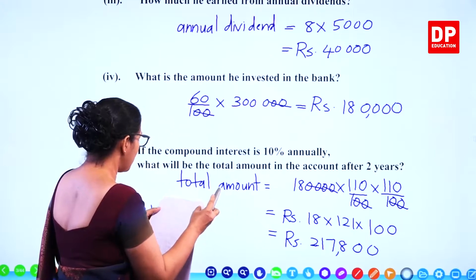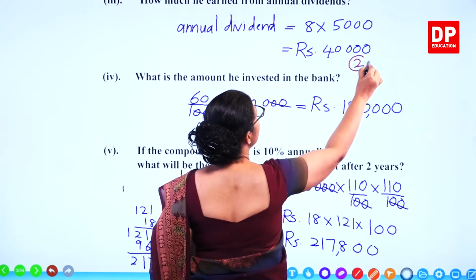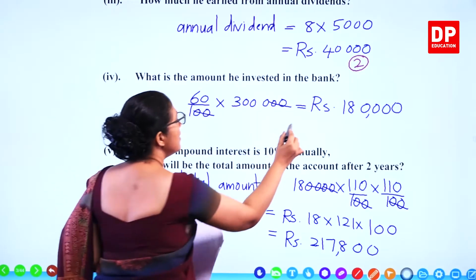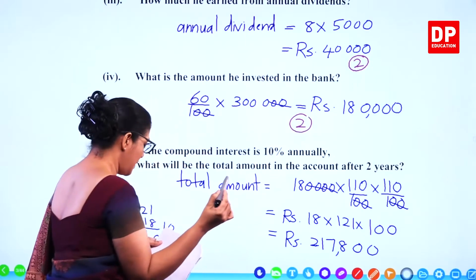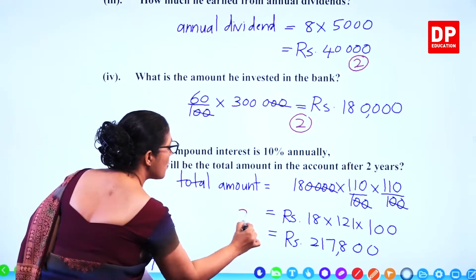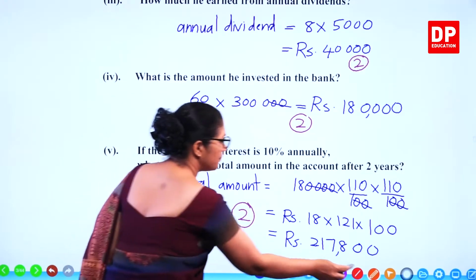So you get 40,000, that's 2 marks. And 180,000 rupees, you get 2 marks here. And 217,800, 2 marks. So altogether we gave 10 marks for that question.